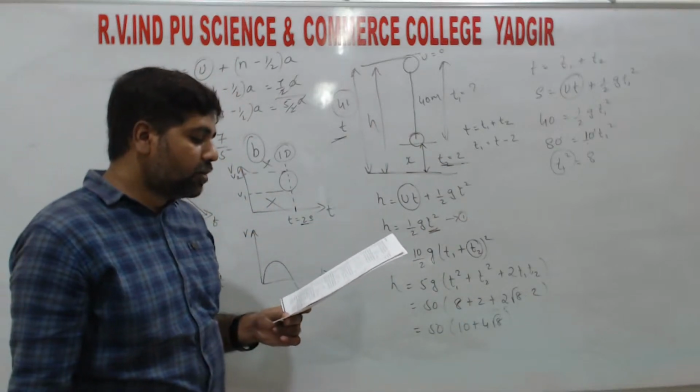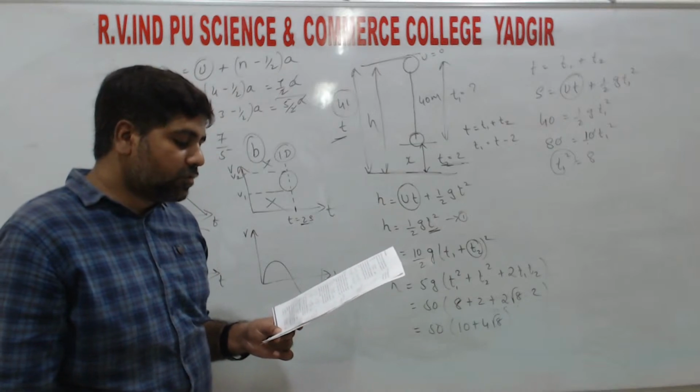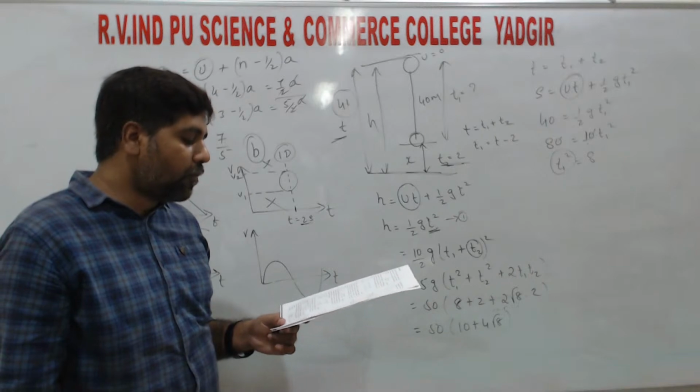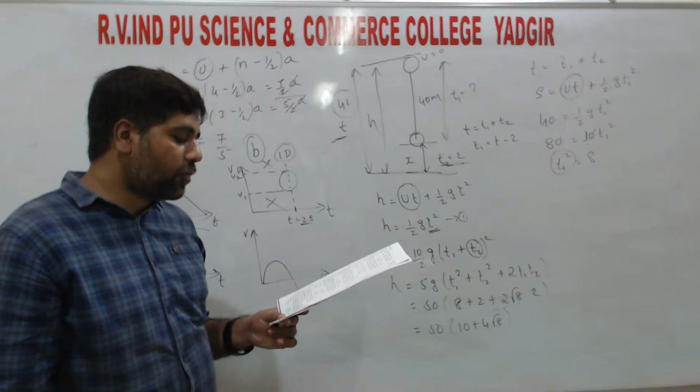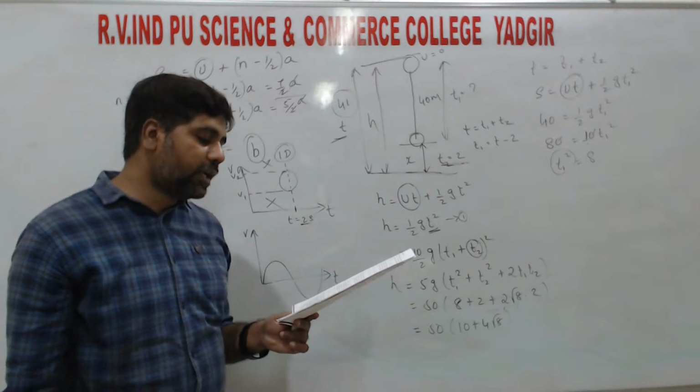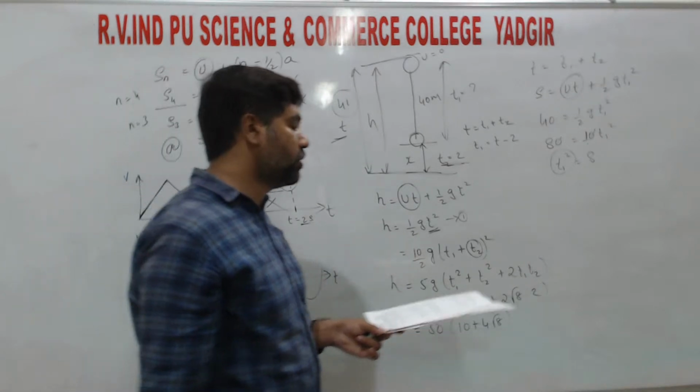So 42nd, a car moves a distance of 200 meter. It covers the first half of the distance at a speed of 40 km per hour and the second half of the distance with the speed v. The average speed is 48 km per hour. The value of v, right?